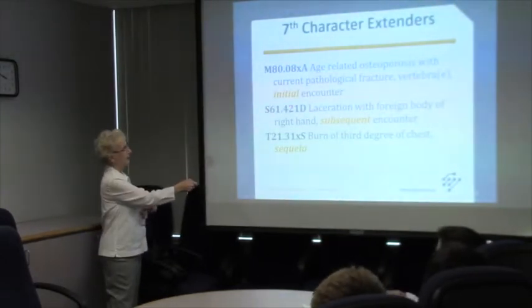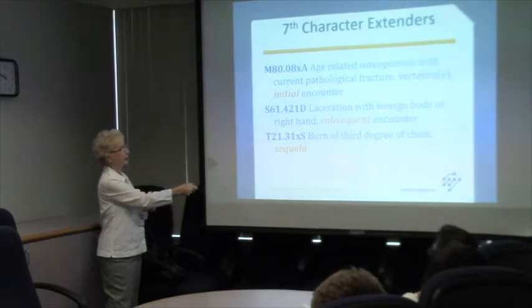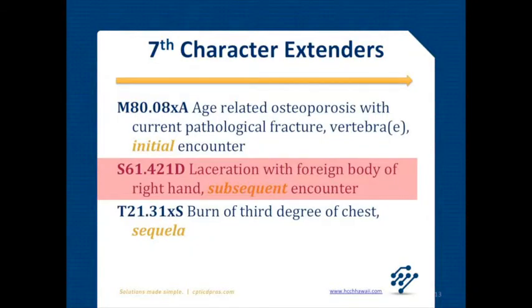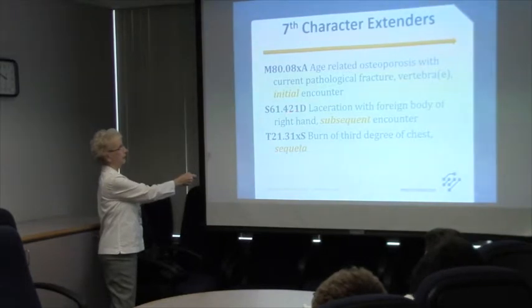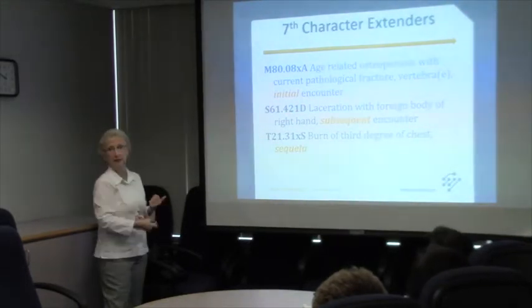In this case, this follow-up visit for this laceration, the subsequent encounter, the 7th character required for this particular scenario is D. So this one was a 6th character, so we don't need a placeholder, but we need this 7th character.